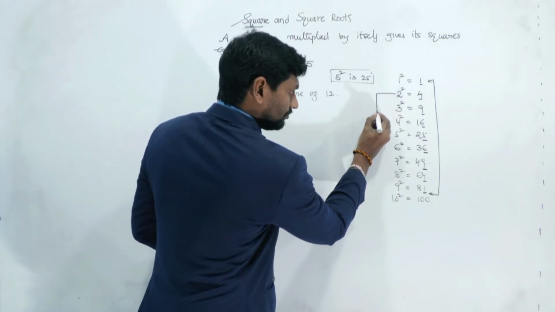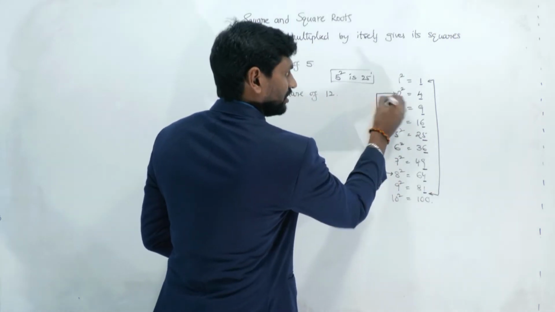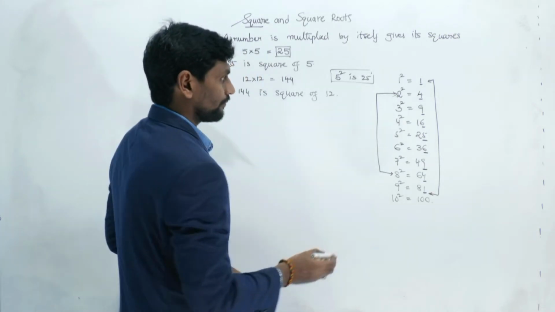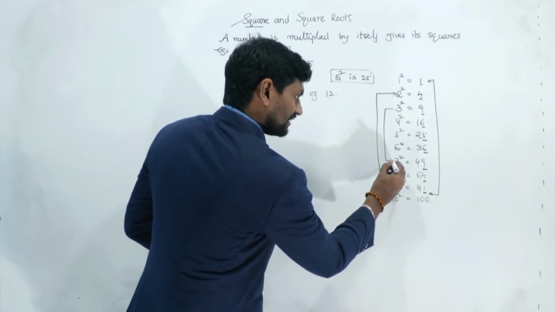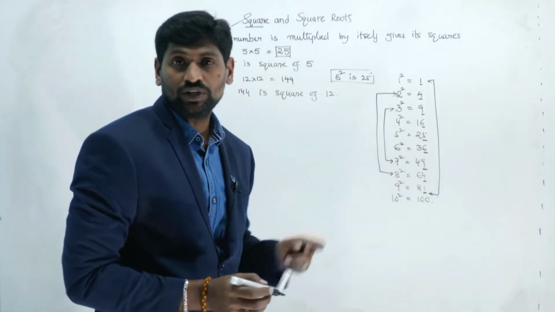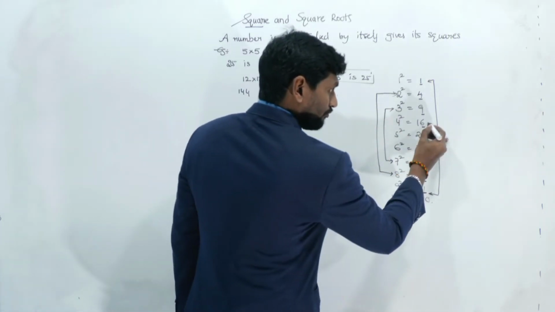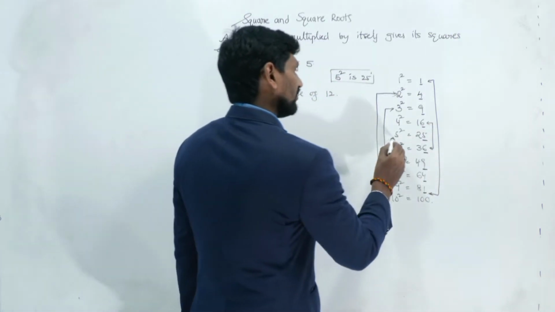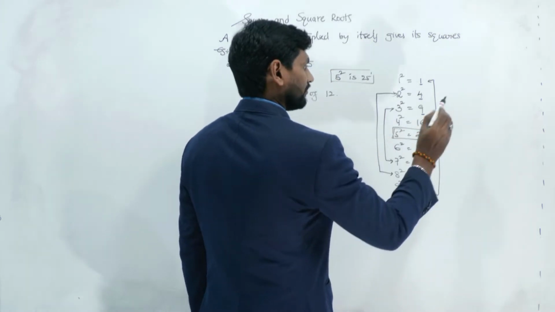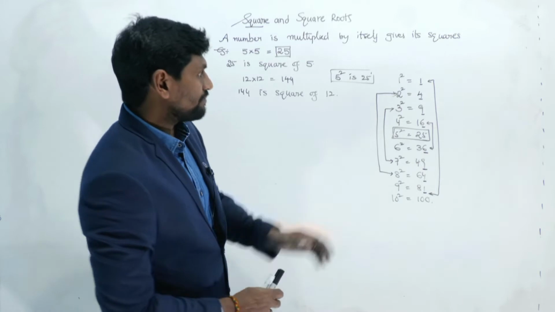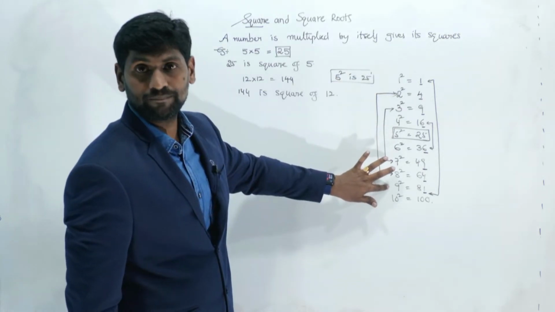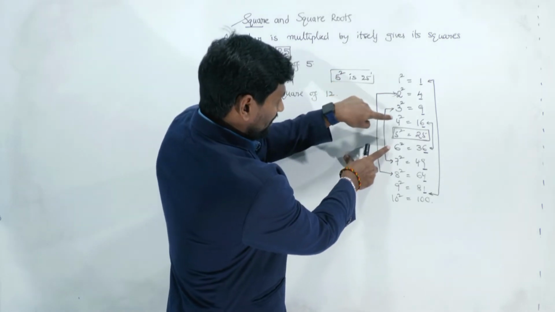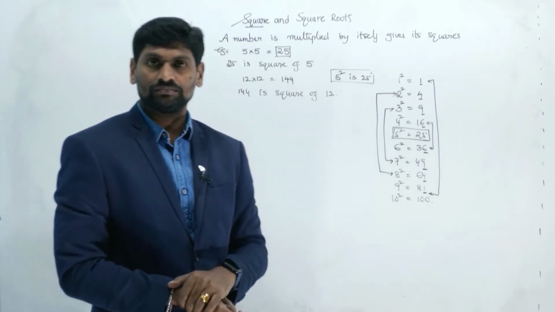Next, 2 and 8. The 2 square value and 8 square value end with the digit 4. 3 and 7. The 3 square value and 7 square value end with the digit 9. 4 square value and 6 square value both end with the digit 6. 5 square ends with the digit 5 itself. Simply observe that 1 plus 9 is 10, 2 plus 8 is 10, 3 plus 7 is 10, 4 plus 6 is 10, 5 plus 5 is 10.